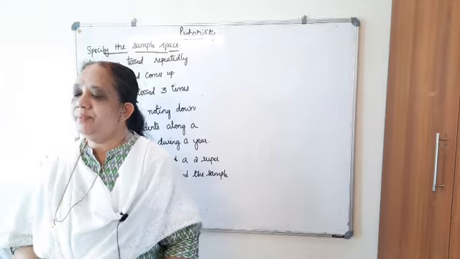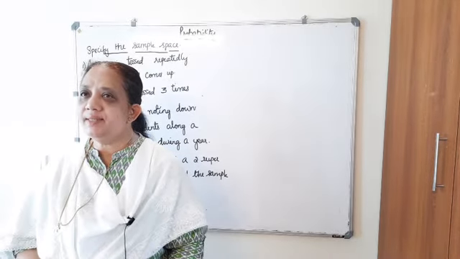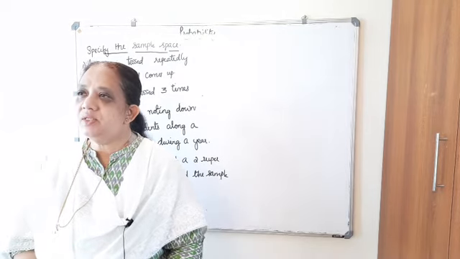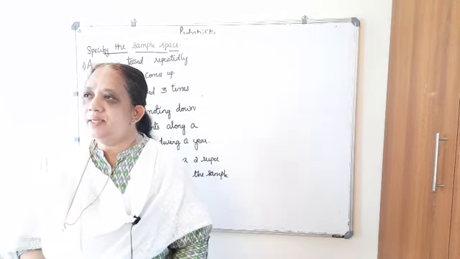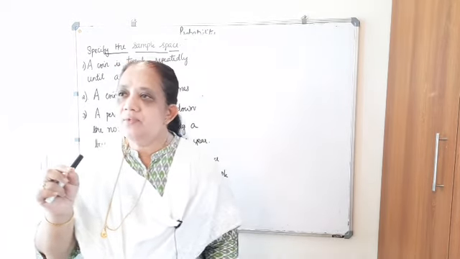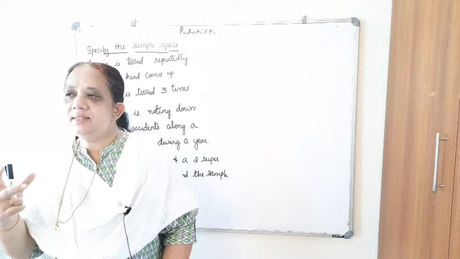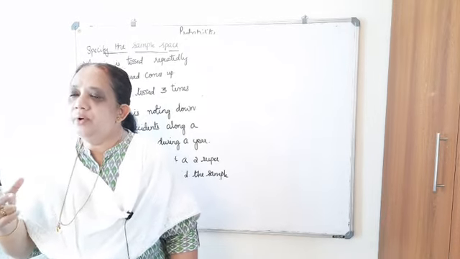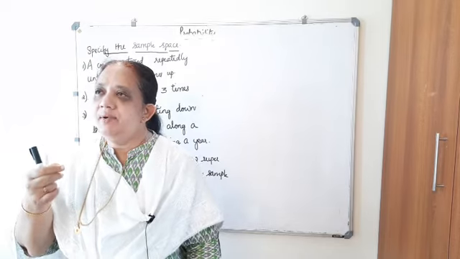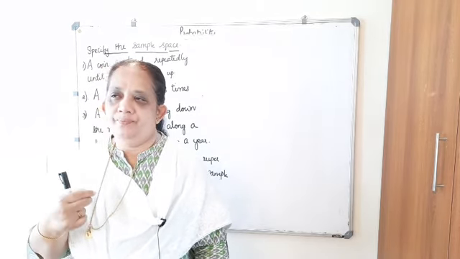What is the meaning of the word probable? Probable means chance, chances of occurrence. That means it is not 100%. There is a chance of getting something. Now, before going to the section of probability, we will discuss some terms related to the chapter probability.